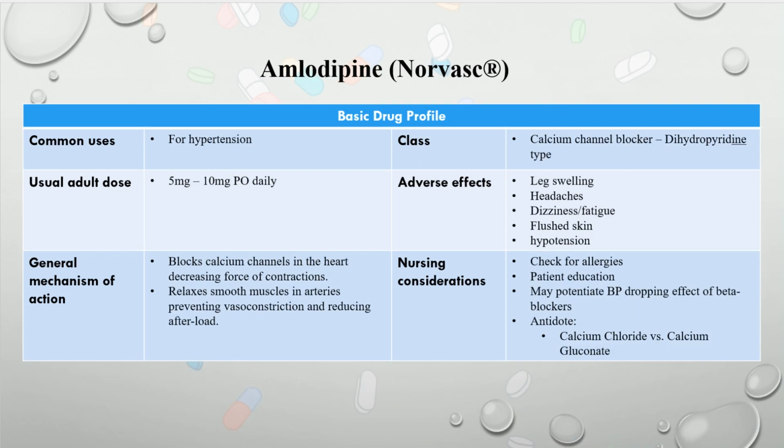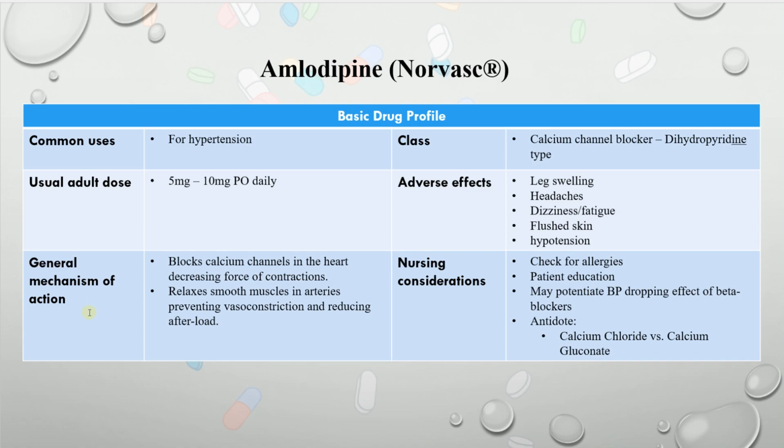And our last medication for today is going to be amlodipine with the brand name Norvasc. Common use is for hypertension. It belongs to the class of the calcium channel blockers, more specifically the dihydropyridine type. Now, the usual dose is 5 to 10 milligrams by mouth daily. And some of the adverse effects include swelling, headaches, dizziness, flushed skin, and hypotension.